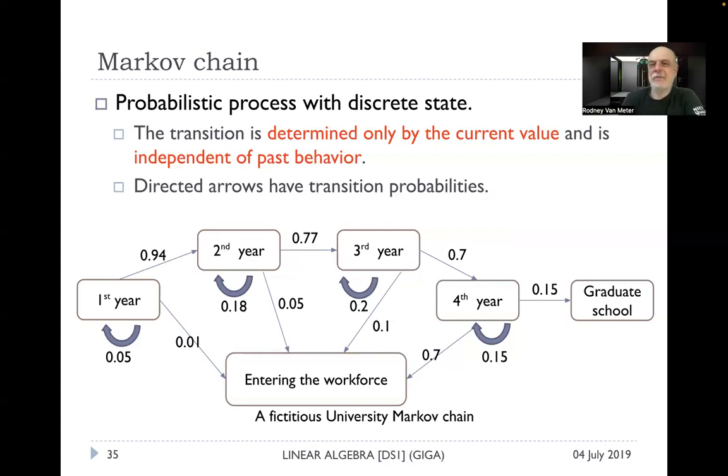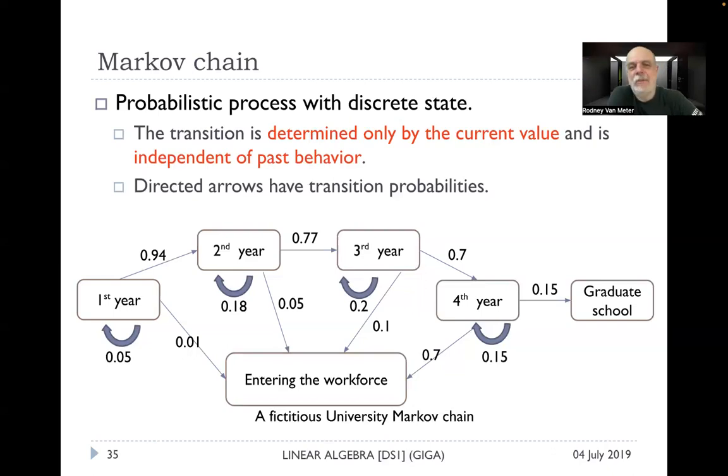Then your fourth year, after 1 year as a fourth year student, there's a 15% probability you go to graduate school, in which case you're done. You leave our particular system. 15% chance you stay in the fourth year, and a 70% chance that you graduate and enter the workforce. All right.